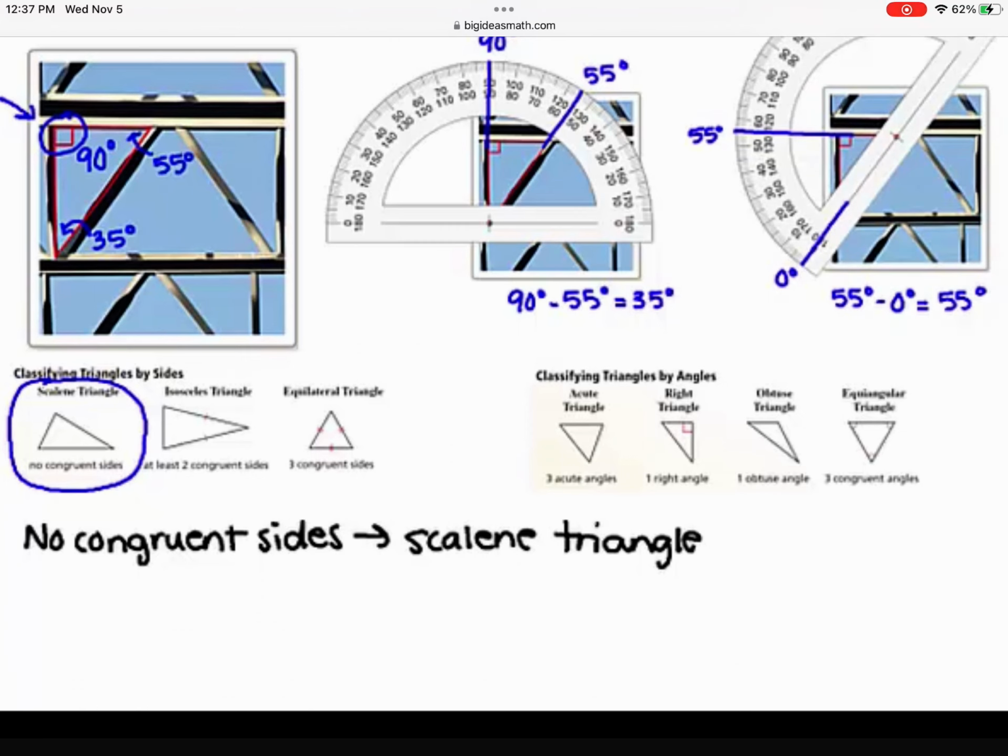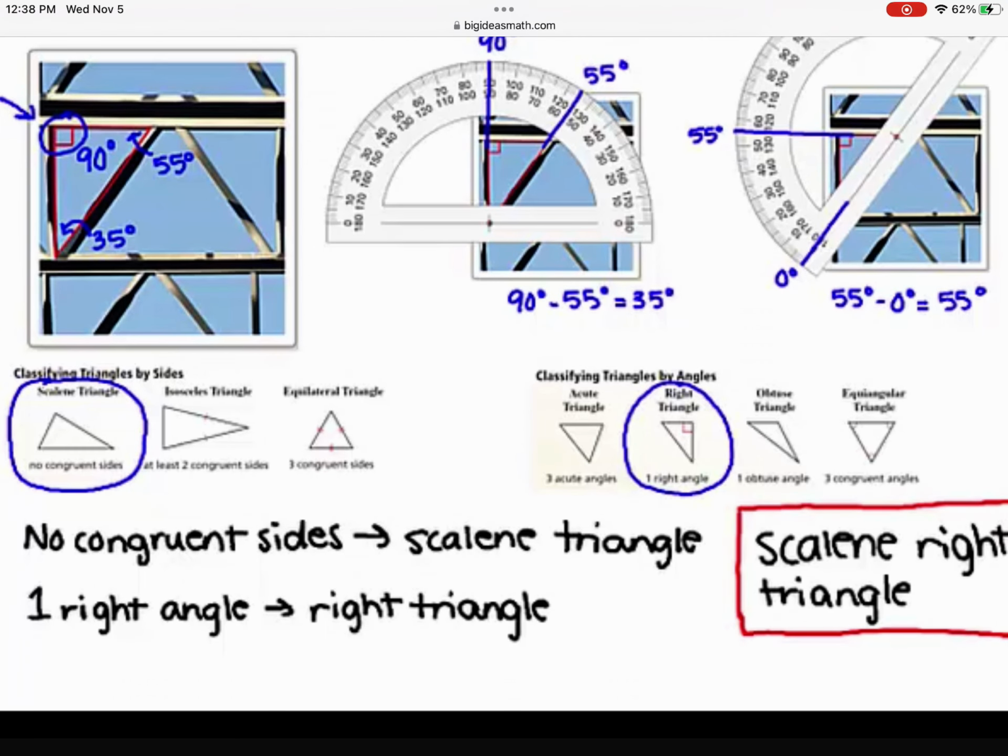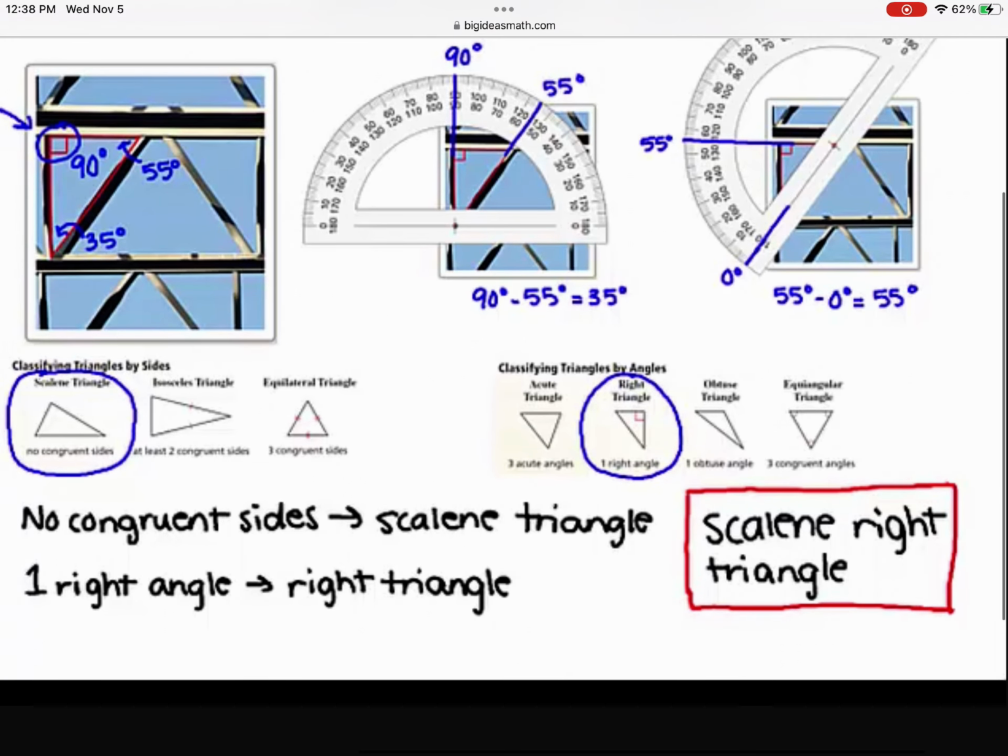Now, this triangle has one right angle and two acute angles. So, because it has one right angle, this triangle is a right triangle. Therefore, you can classify this triangle as a scalene right triangle.